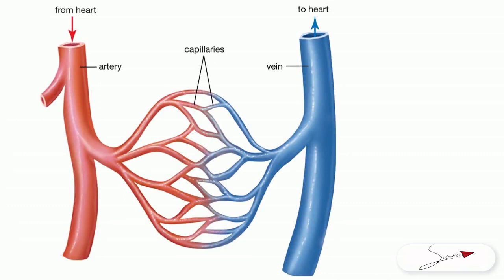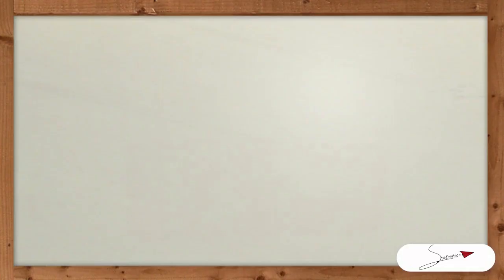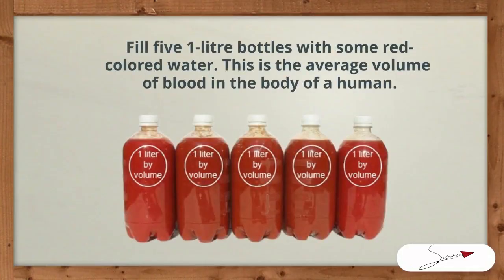Capillary walls are very thin. This makes it easier for substances to diffuse across the capillary walls to the cells. The capillaries gradually join up with one another to form larger blood vessels called veins. Veins carry blood back to the heart. Fill 5 1-liter bottles with some red-colored water. This is the average volume of blood in the body of a human adult.